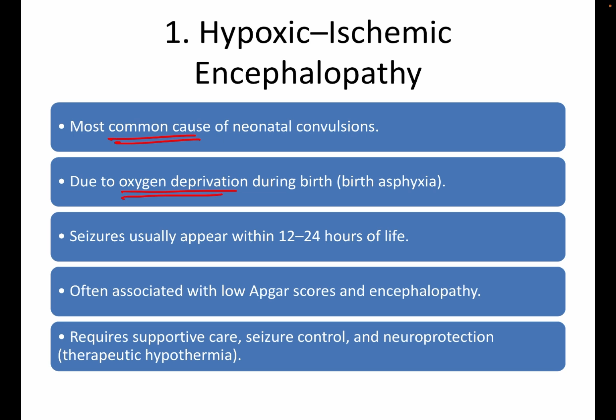Hypoxic ischemic encephalopathy is the most common cause of neonatal convulsion. This happens due to oxygen deprivation during childbirth. Seizures usually appear within 12 to 24 hours of life, often associated with low Apgar scores and encephalopathy. It requires supportive care, seizure control, and neuroprotection.